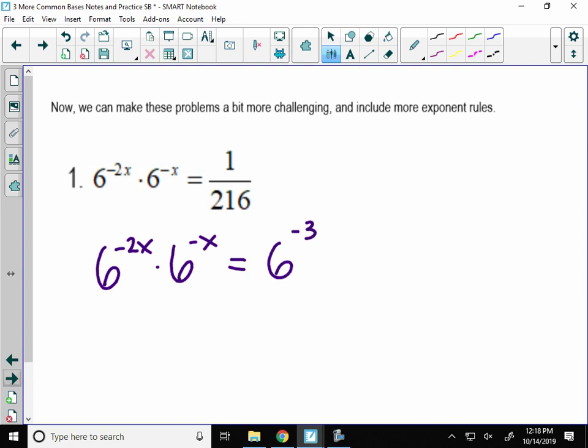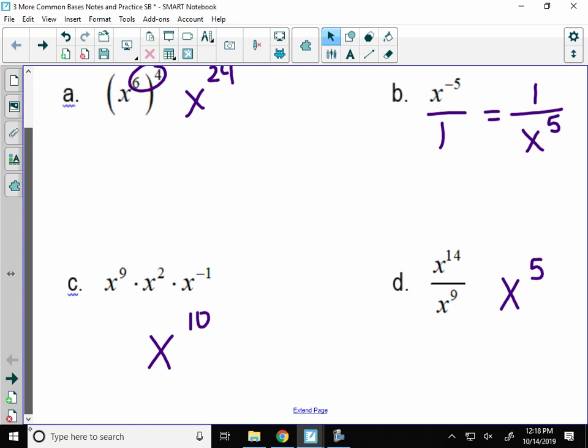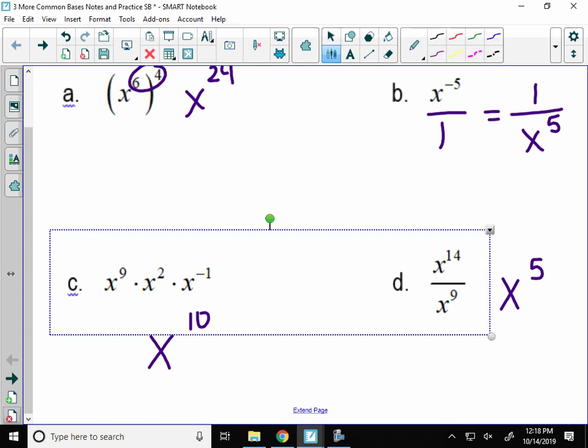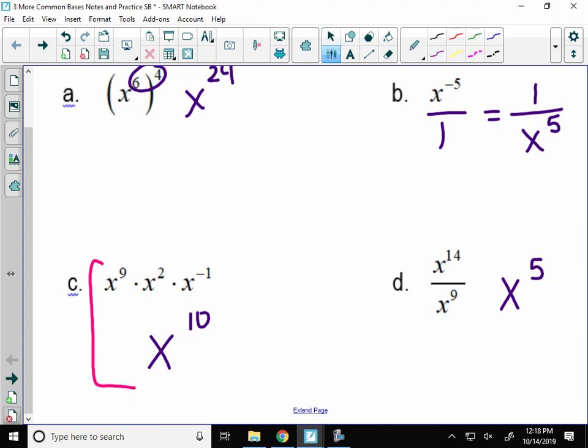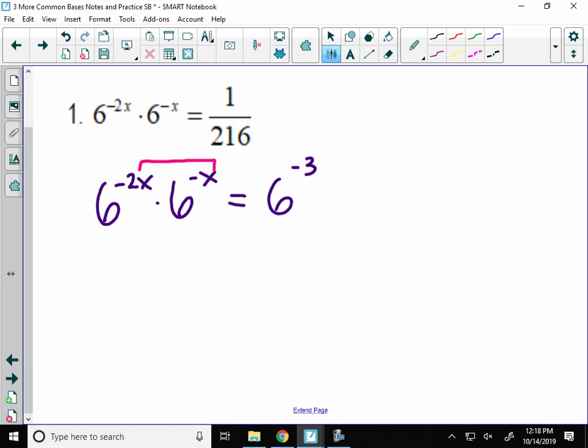Yeah, 6 to the negative third. Okay, so now we have to think, what exponent rule am I going to use? Well, what did we use? This is part C of the exponent rules here. What did I use? Yeah, I had to add them. I didn't have power to a power. I just had all the same base. So what I'm going to do is add these exponents, not multiply.